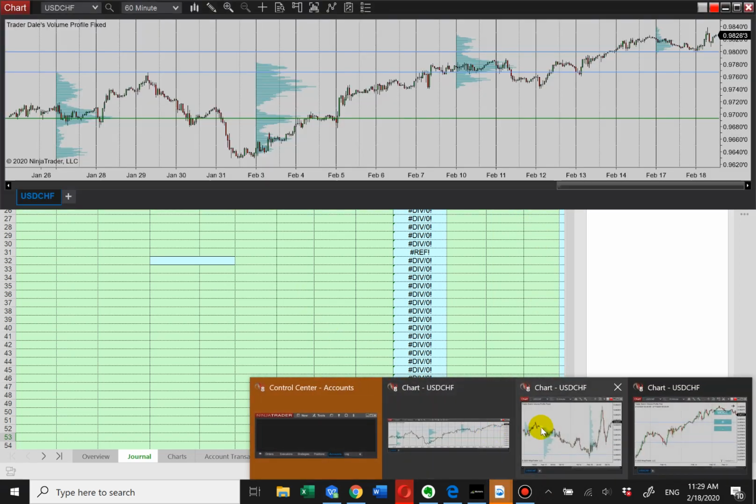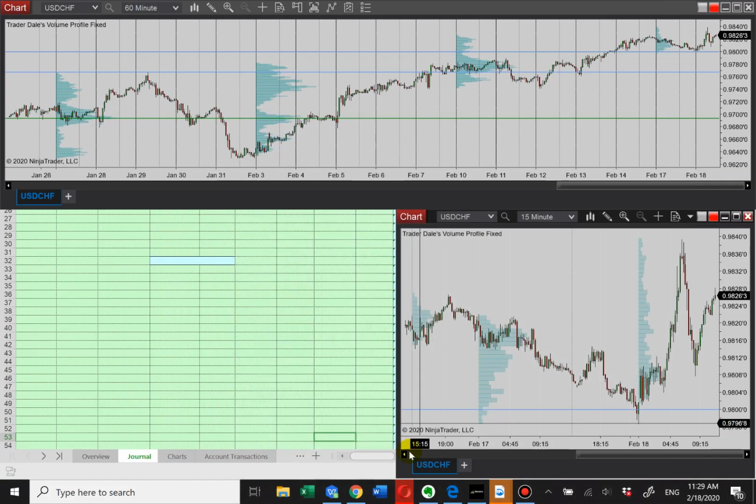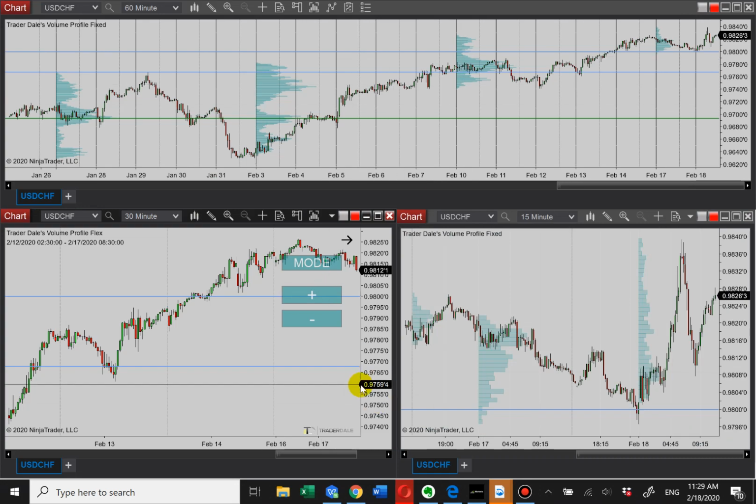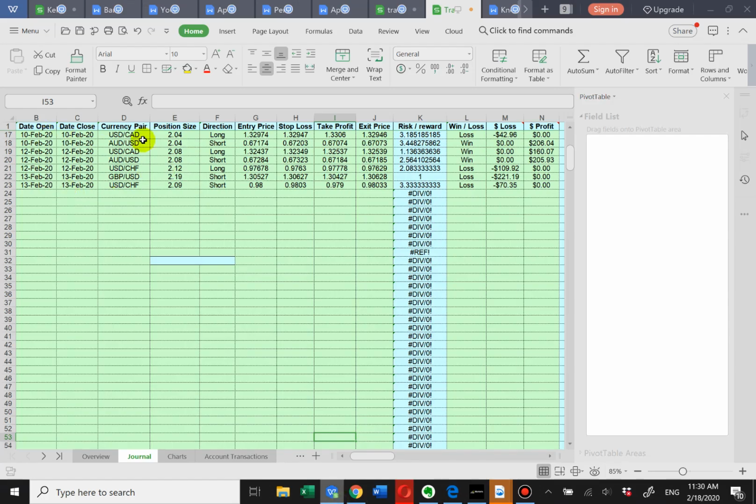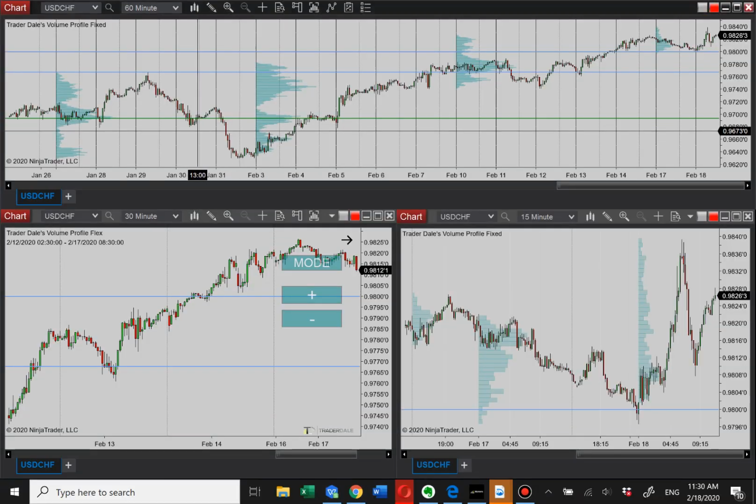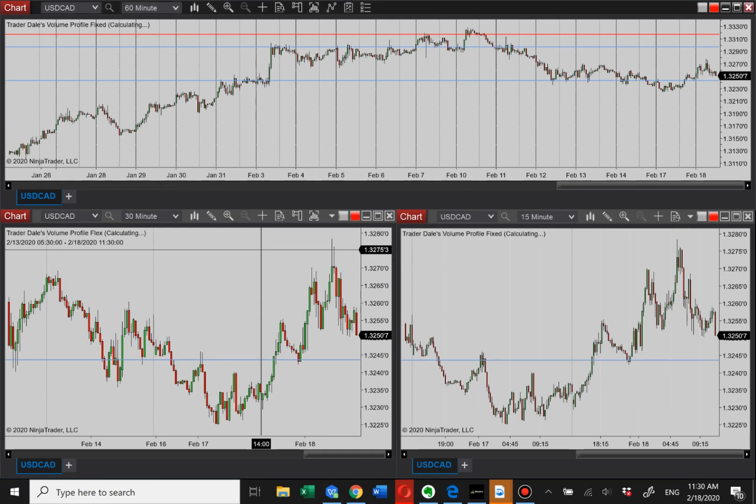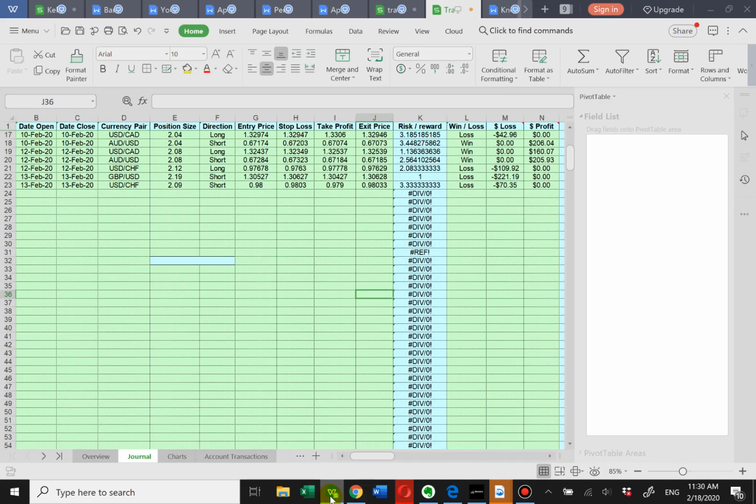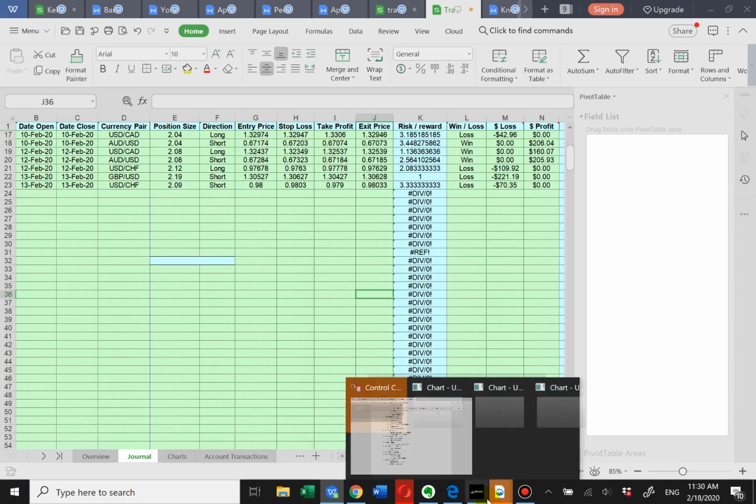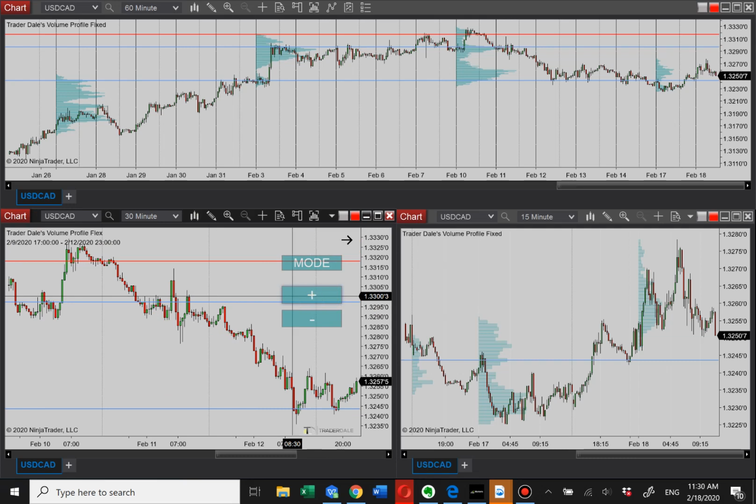All right, so let's jump straight into the charts. I would sometimes have to refer back to these 3 charts and this Excel table to guide my analysis. So let's go for the US dollar, Canadian dollar right now. US dollar, Canadian dollar. We had a really good setup on the 1.32974.